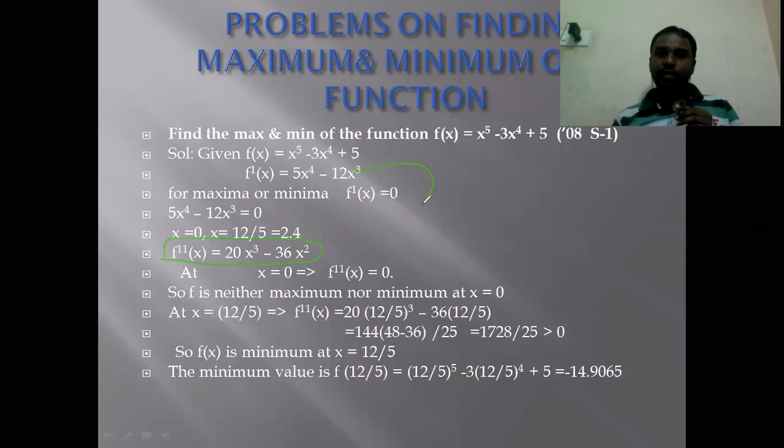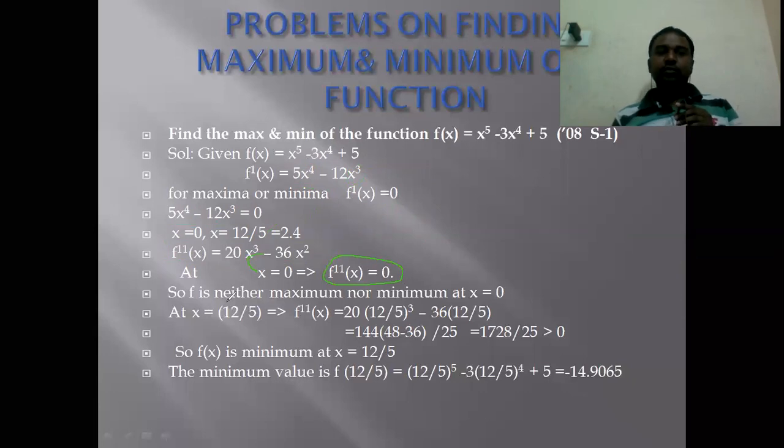So this f dash of x, you can differentiate with respect to x again. If you differentiate with respect to x, the term x power 4 has derivative 4x cube. So 4 5 is 20, 20x cube, minus x cube derivative is 3x square, so 3 12 is 36x square. If you substitute x is equal to 0 in this, we are going to get f double dash of x is equal to 0. Just now, in the previous slide, we have seen f double dash of x is equal to 0.